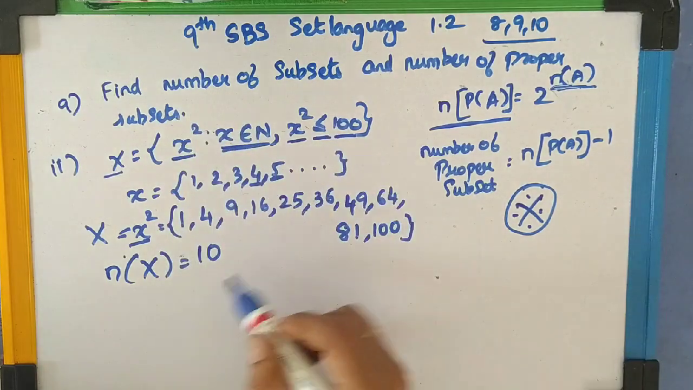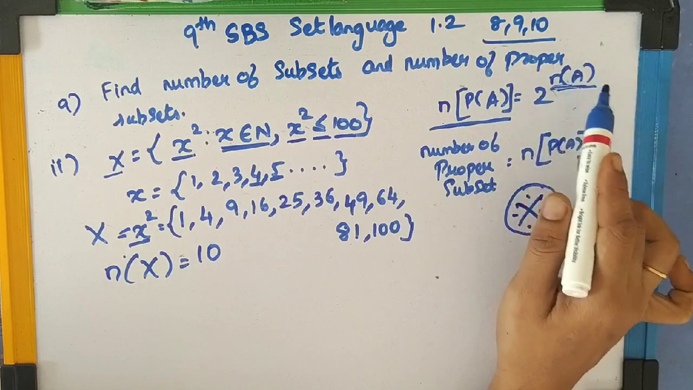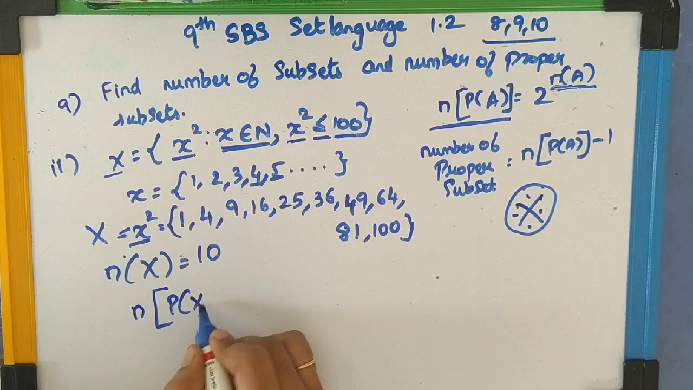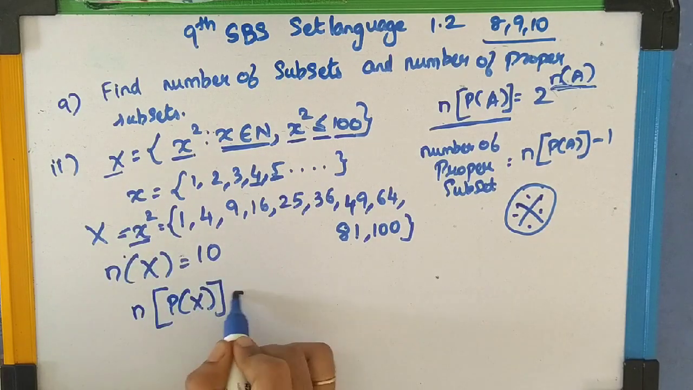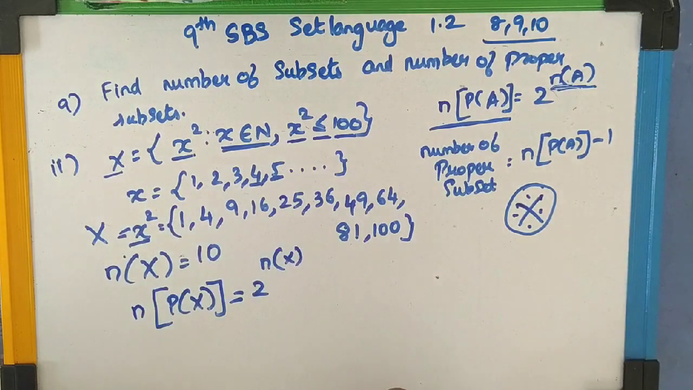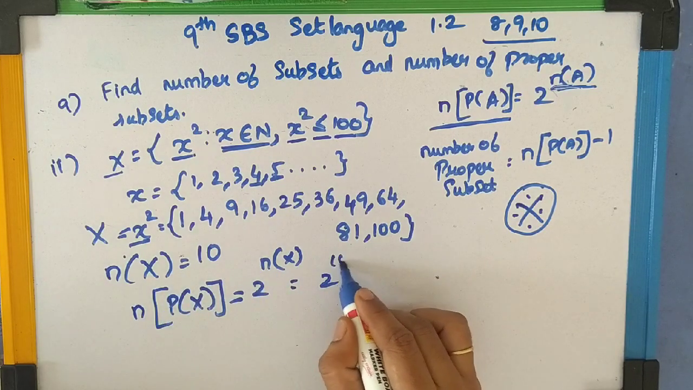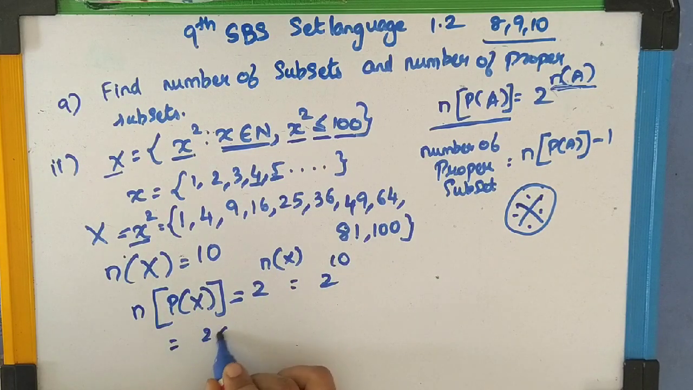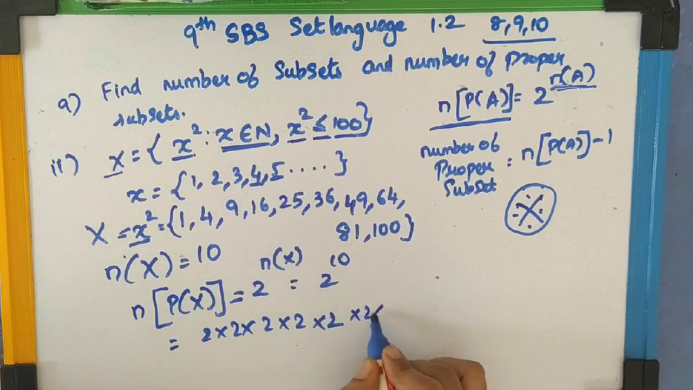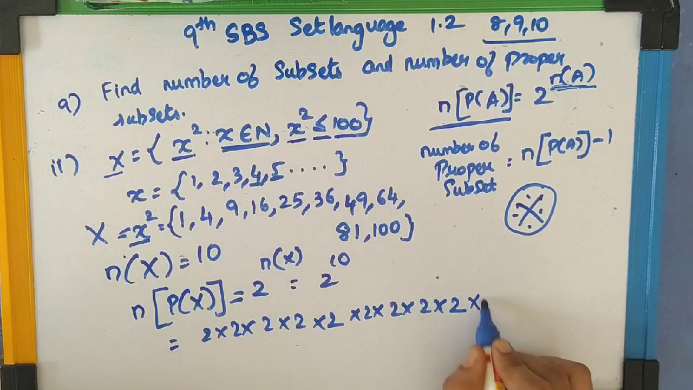So what is the number of subsets? The number of subsets is equal to 2 power cardinal number. So 2 power, what is the cardinal number of this set? 10, isn't it? So 2 power 10. What is 2 power 10? 2 is multiplied 10 times, that is 2 power 10. Square of 2 is 2 into 2. 2 power 10 is equal to 2 into 2 multiplied 10 times.